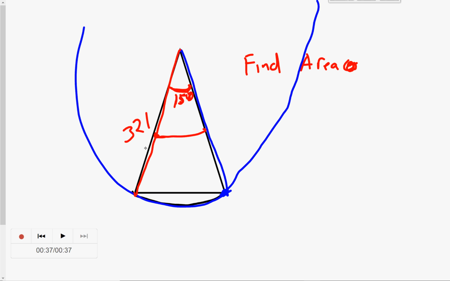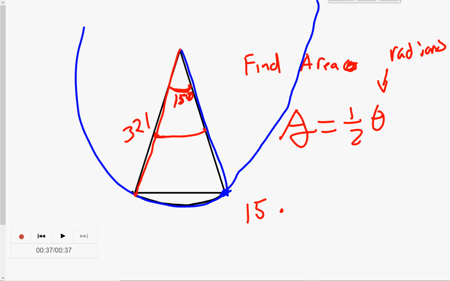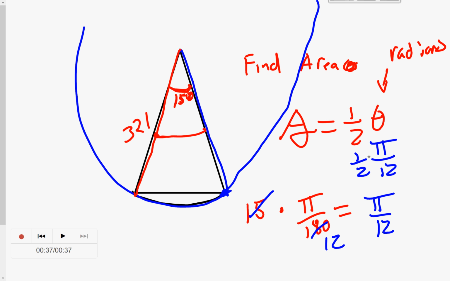So we're going to take the area of a sector, which is our angle and half of it. But again, this angle theta needs to be in radians. So I'm going to take this 15 degrees and multiply it by pi over 180. And when I multiply that by pi over 180, that's going to cancel out here because that's like 30, so that's going to be 12. So I get pi over 12. So I'm going to take pi over 12 and times it by 1/2. So that's pi over 24. And then I'm going to multiply that by r squared.